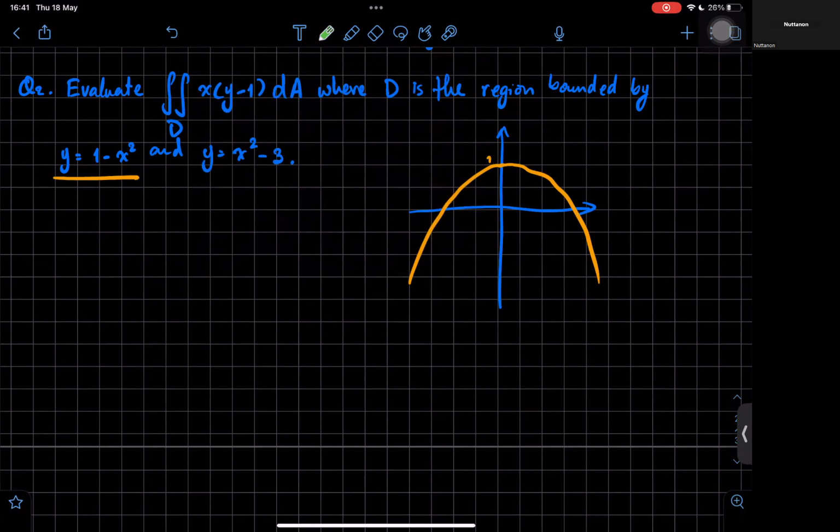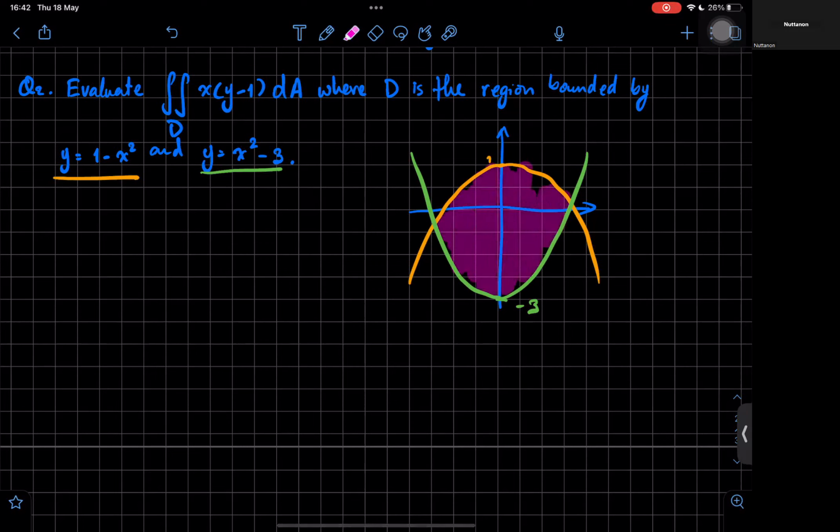For the other one, it's also a parabola, y equals x squared, and minus 3 means that the lowest point is at minus 3. It's an upward parabola like this. The drawing doesn't have to be precise, but you need to be correct in shape for you to do the integration correctly. So here is the domain that we want to integrate.